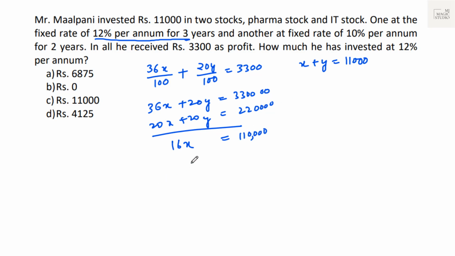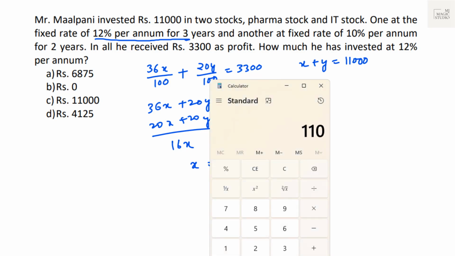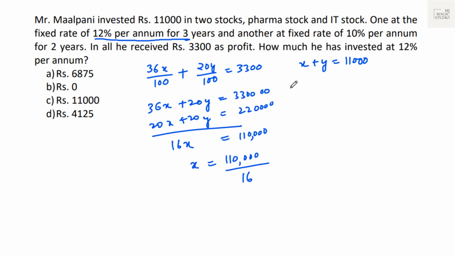So 16x is equal to 110000. 1,10,000. x is 1,10,000 divided by 16. 1,10,000 divided by 16 will give 6875. So x is equal to 6875. How much is invested at 12% per annum? 6875. Option A is the pick.